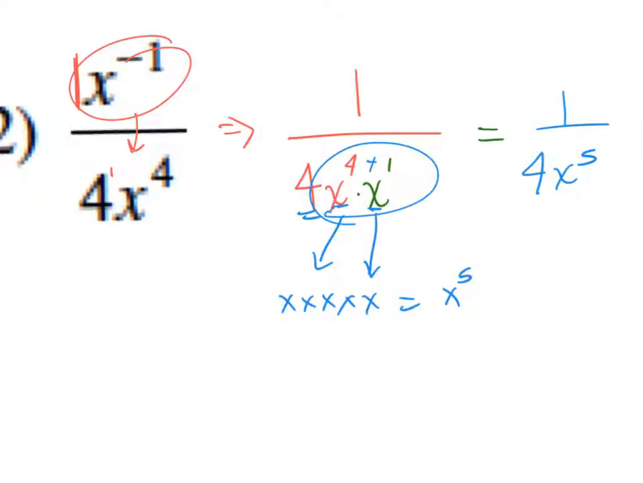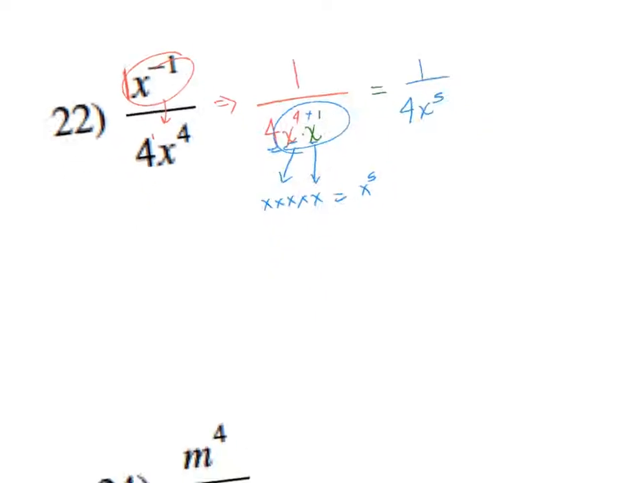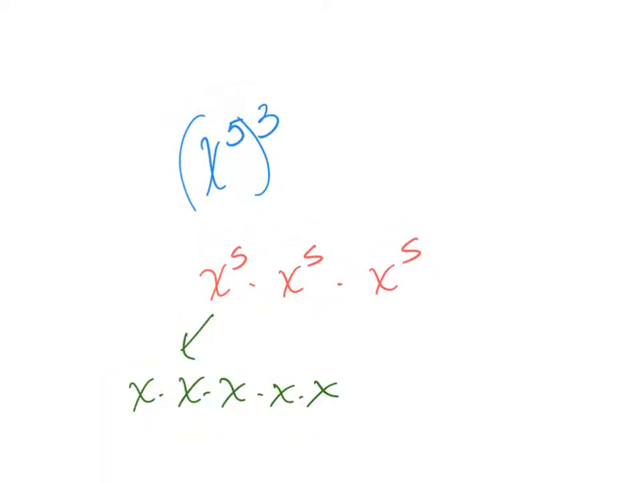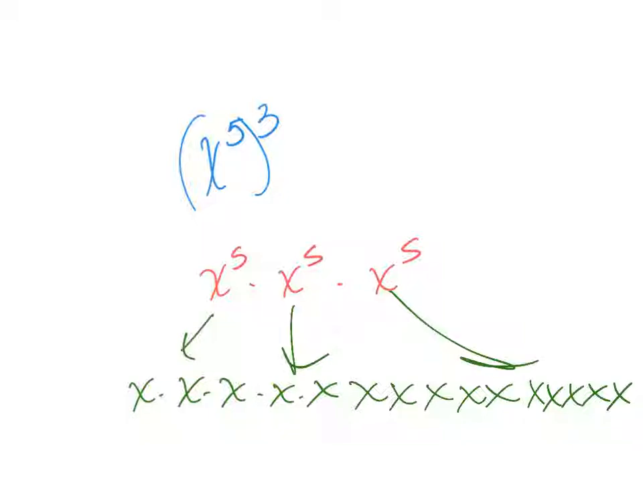And then as a quick little review of the reason to why power to power is multiply, think of it this way. If I have x to the power of 5 raised to the power of 3, that means I have 3 sets of x to the 5s. So that's really like x to the 5 times x to the 5 times x to the 5, which if I expanded out, I would have x times itself 5 times. Okay, so then I would have 3 sets of these, which is really a total of 15.